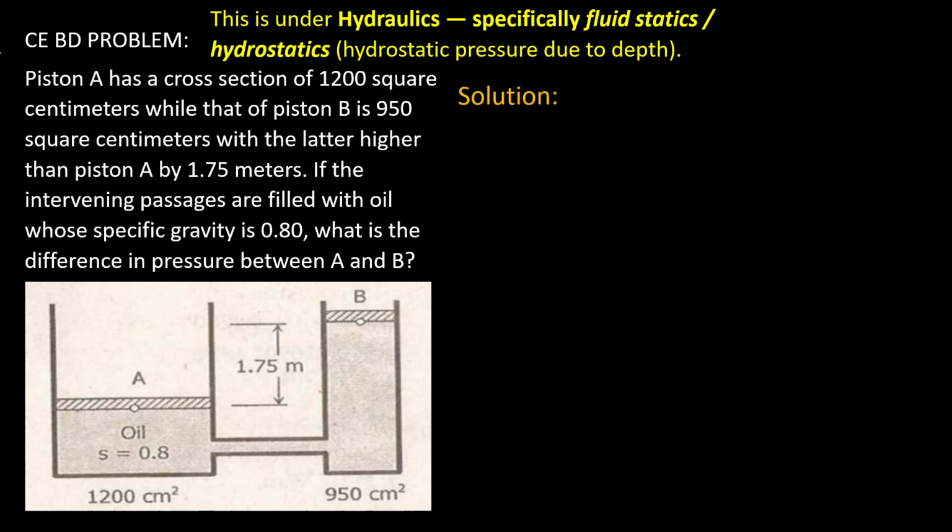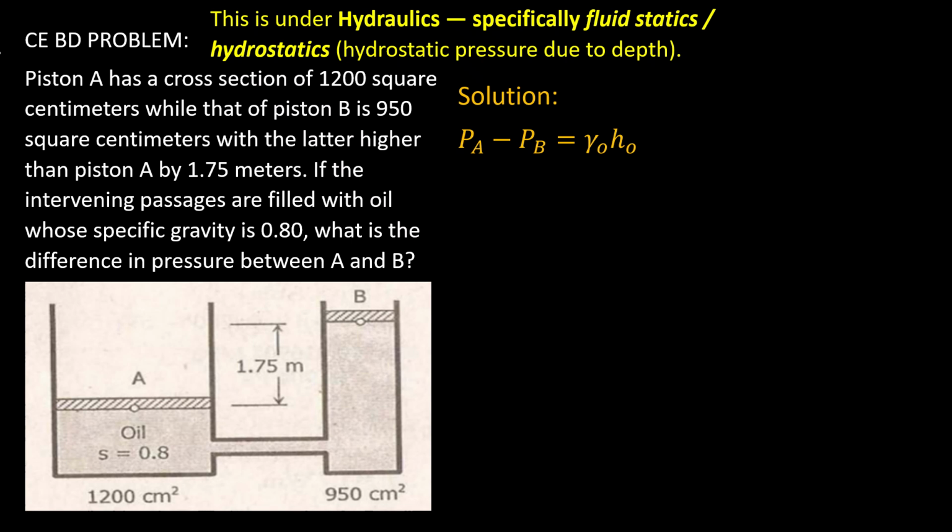We will be using the difference in pressure between A and B. So we have it as P sub A minus P sub B equals the unit weight of the oil to be multiplied by the depth level of 1.75 meters between point A and point B.